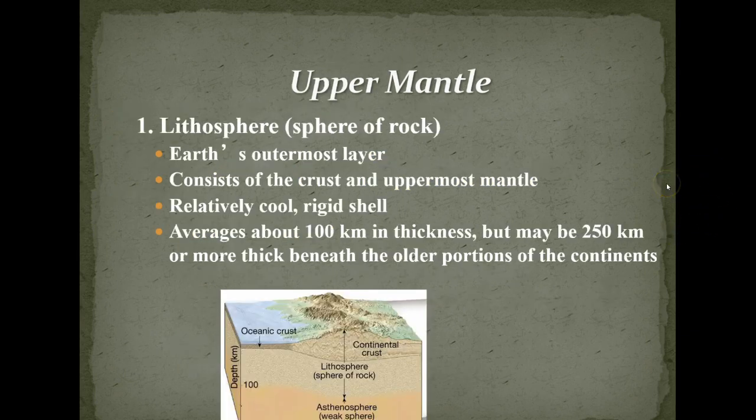And so the lithosphere is Earth's outermost sphere, and this is where the crust is contained. As I mentioned, the crust is part of the uppermost mantle, and yeah, it's in the lithosphere. So it's relatively cool compared to the rest of the Earth. It's very rigid.